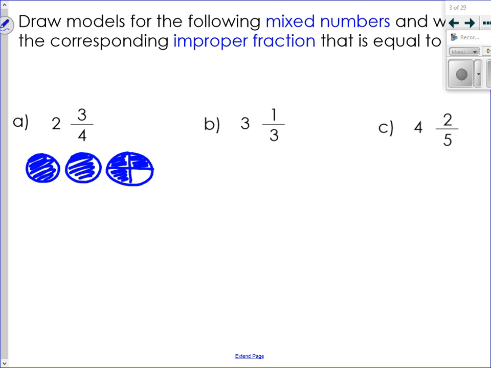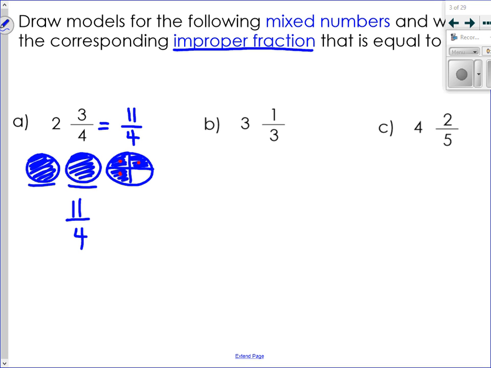Now I'm going to write what that would look like as an improper fraction. Well, how many quarters are shaded in all? There'd be 4 in this first figure, 4 in this second figure, so that's 8, and then 9, 10, 11. I have 11 quarters that are shaded. That tells me that 2 3/4 is the exact same thing as 11 quarters. They name the exact same picture, don't they?